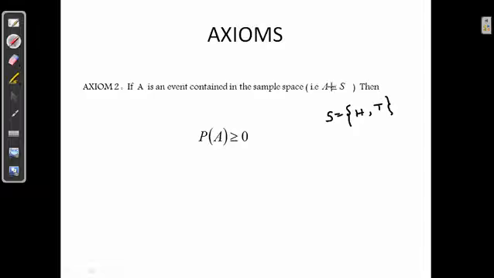Okay, so probability of A, so let us consider A as getting head. Okay, then the probability of A, so what is the probability of getting head? So it would be 1 divided by 2, right?